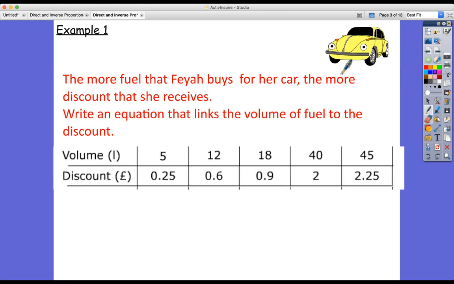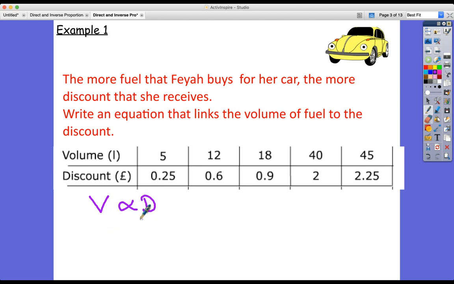So let's look at an example. The more fuel that Freya buys for her car, the more discount that she receives. Write an equation that links the volume of fuel to the discount. So they are proportional to each other. As one increases, the other one increases as well in the same ratio. So volume is proportional to discount, let's say.